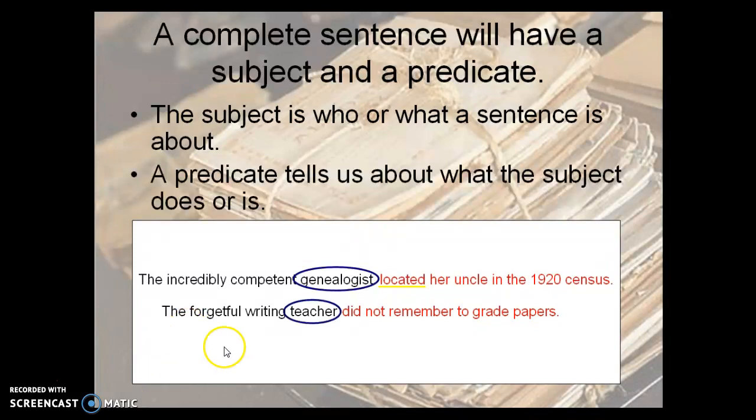The next one: "The forgetful writing teacher did not remember to grade papers." The simple subject would be teacher, and the, forgetful, and writing tell you what teacher. The predicate here is did not remember to grade papers. The verb is actually a compound verb. We have two verbs, did and remember. The word not modifies did remember. And to grade papers is a phrase that describes remember.